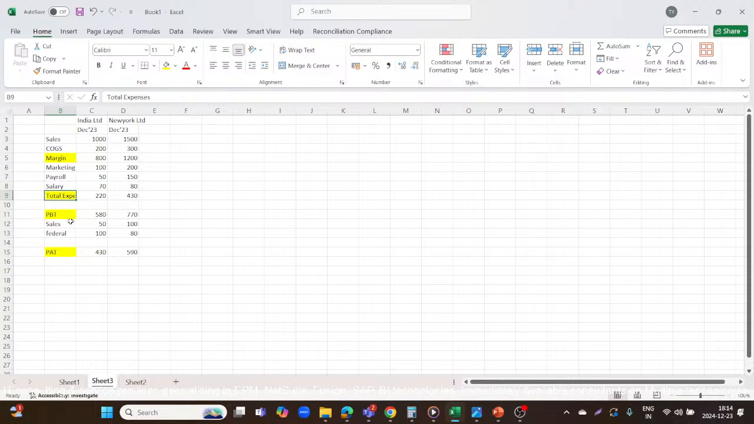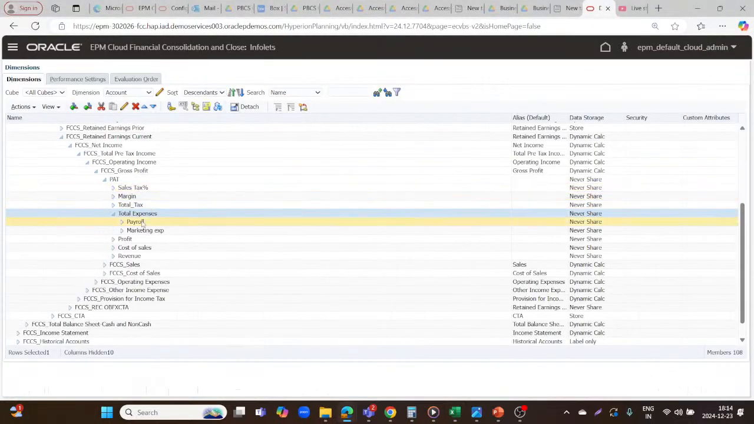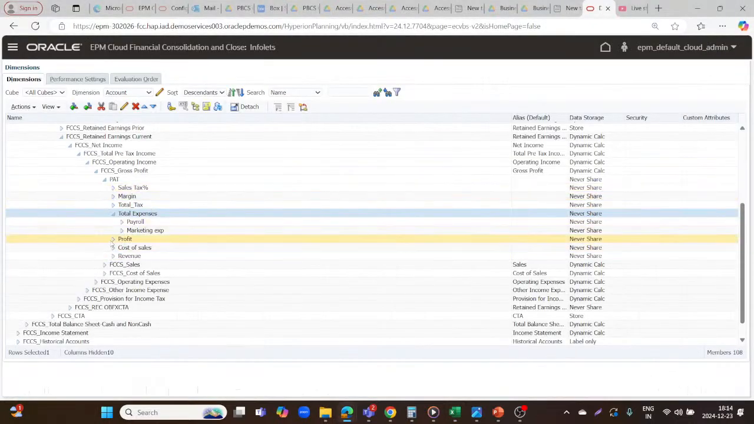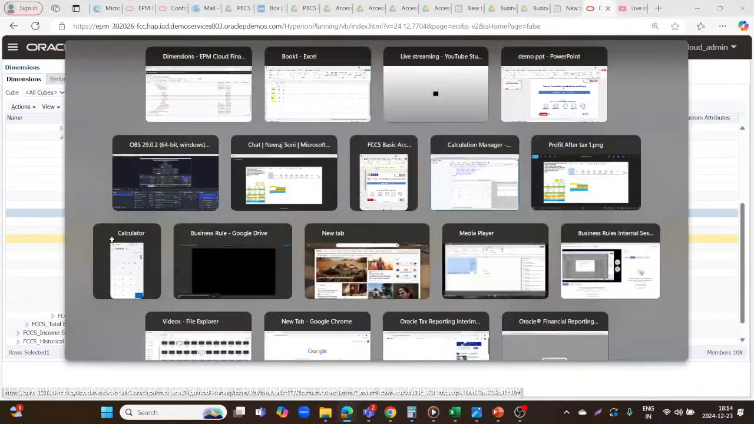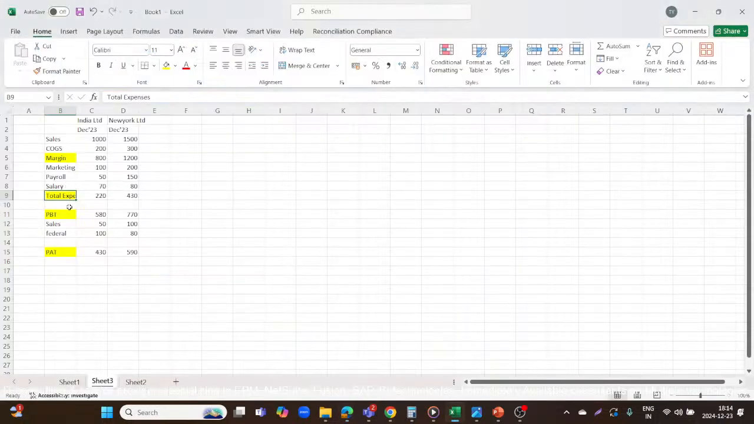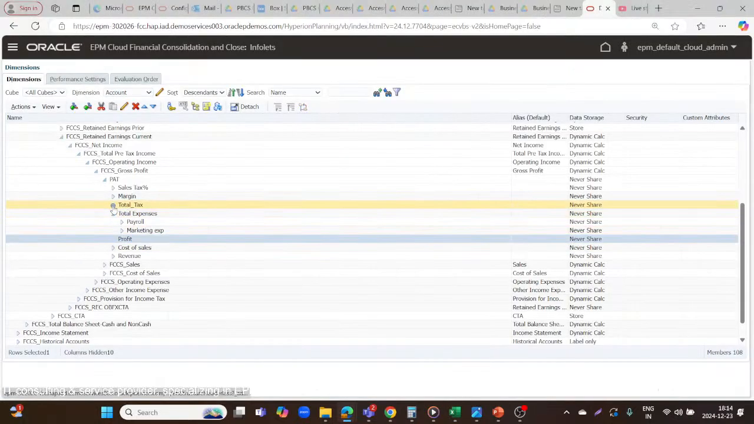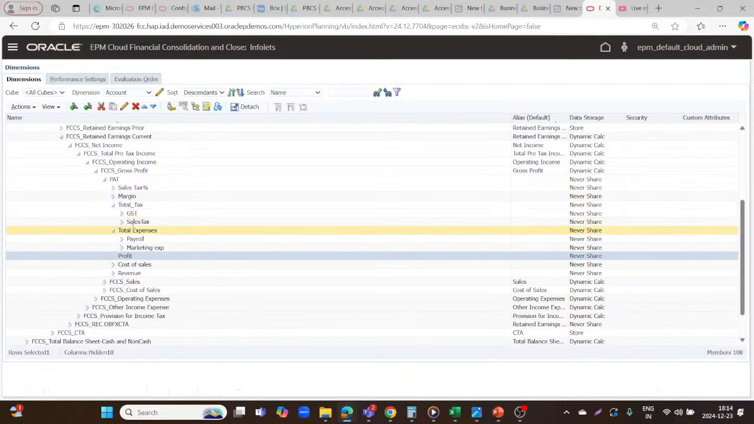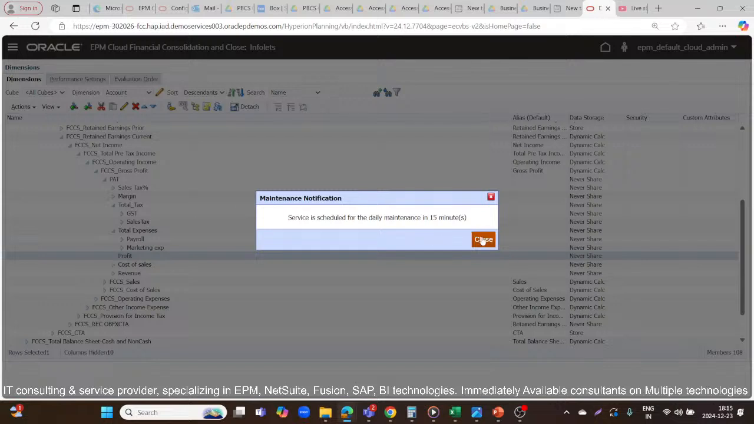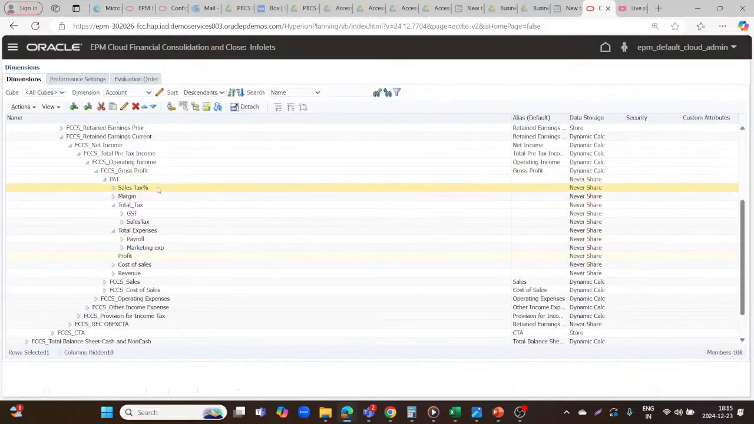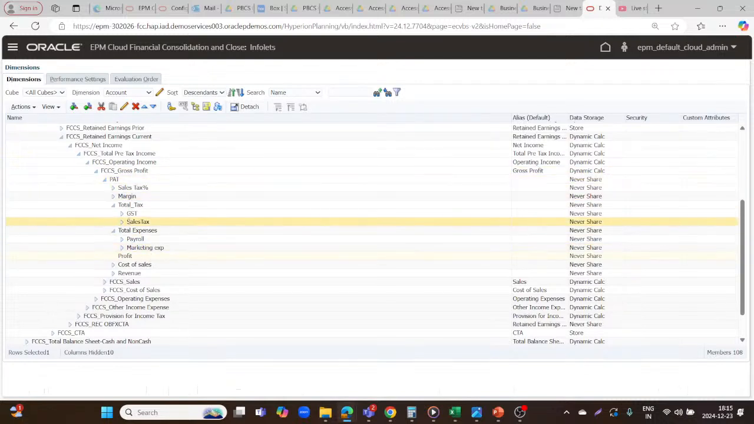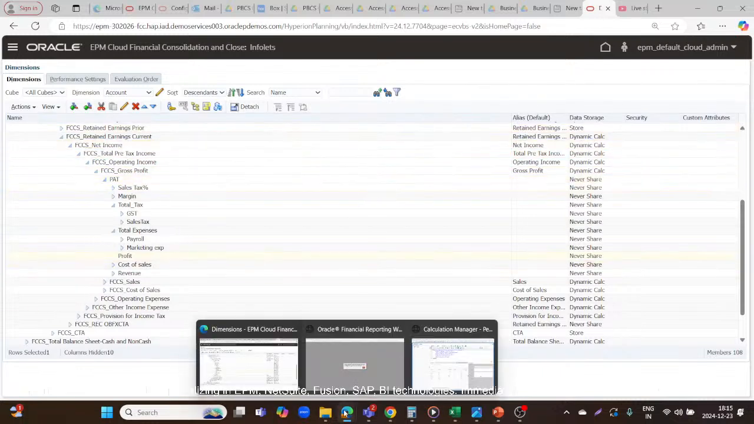Then you have taxes, and you have the profit. Profit is nothing but your profit before tax. I have given the name as profit. Then after that you have total tax, and under that you have GST and sales tax. The sales tax is calculated by some percentage, that is sales tax percentage. And at the last you'll get the profit after tax. When you deduct these taxes from the profit before tax, you'll reach profit after tax. Now going back to the rule.